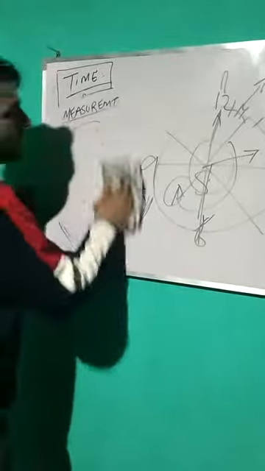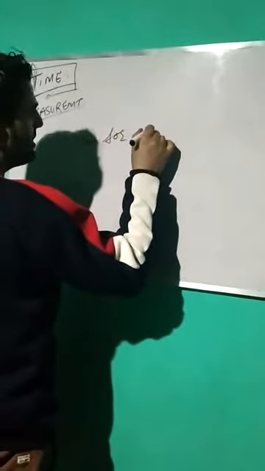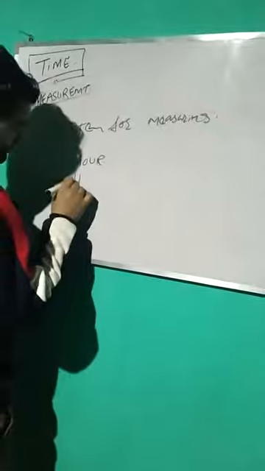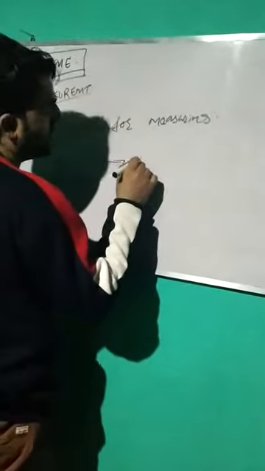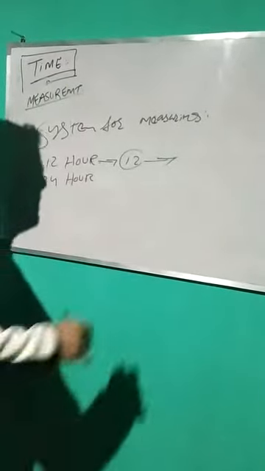Now another topic in it is measurement systems for measuring time. These are two. One is 12 hour, another is 24 hour. 12 hour means as soon as we reach the 12 hour, then the reverse counting starts. That means 1, 2, 3, 4, 5, 6, 7.